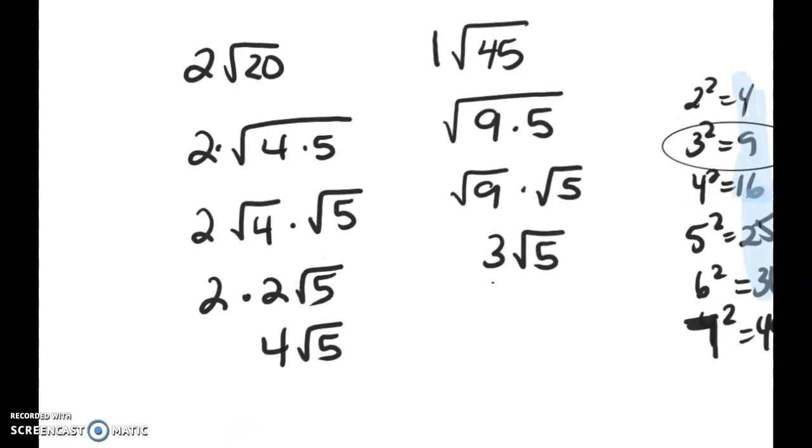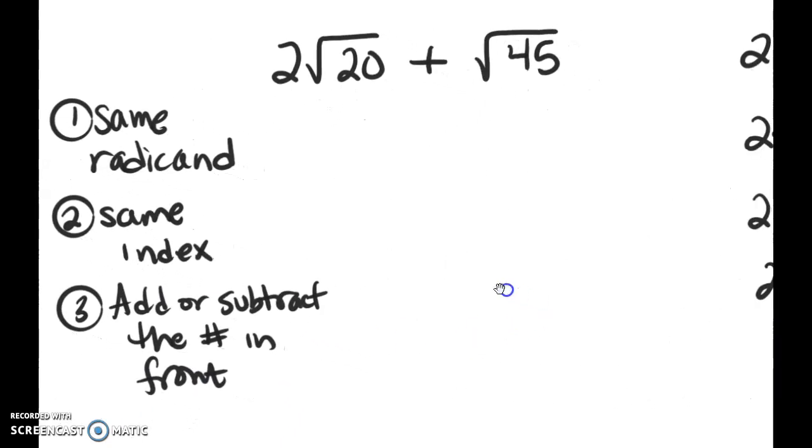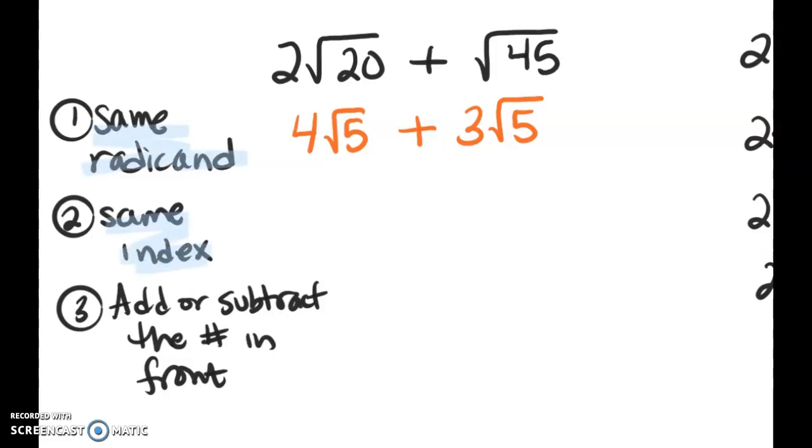I'm going to take those 2 answers I came up with, and I'm going to put them in place of the problem. So 2 square root 20 is the same as 4 square root of 5. And square root of 45 is the same as 3 square roots of 5. And now it does have the same radicand, and it does have the same index number. They're both an index of 2. 5 is the radicand on both.